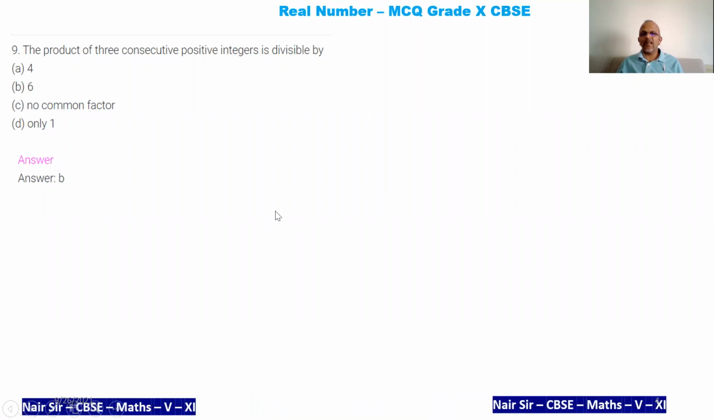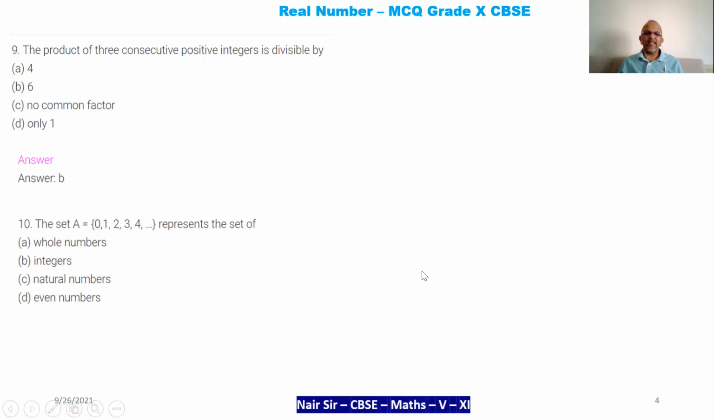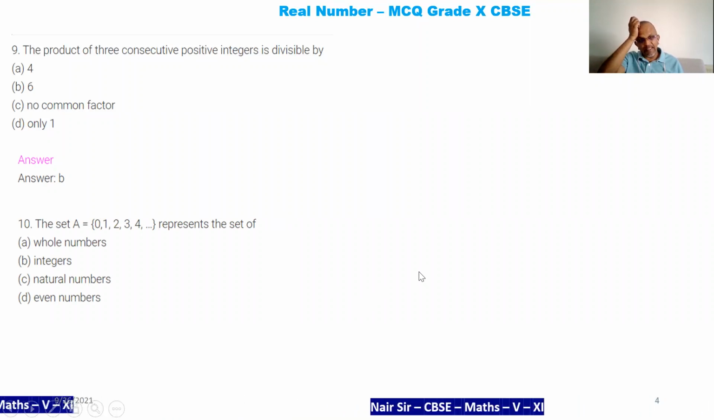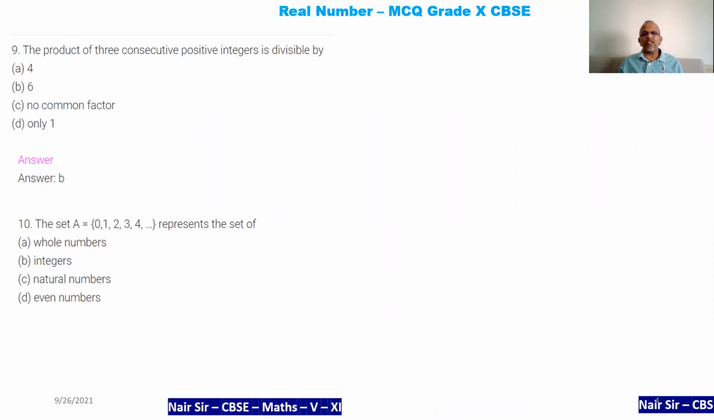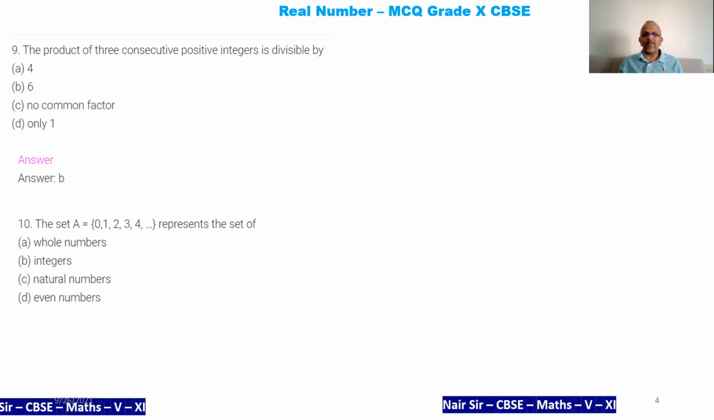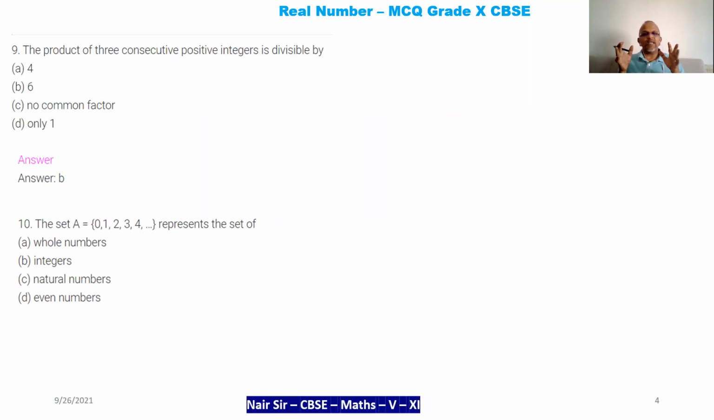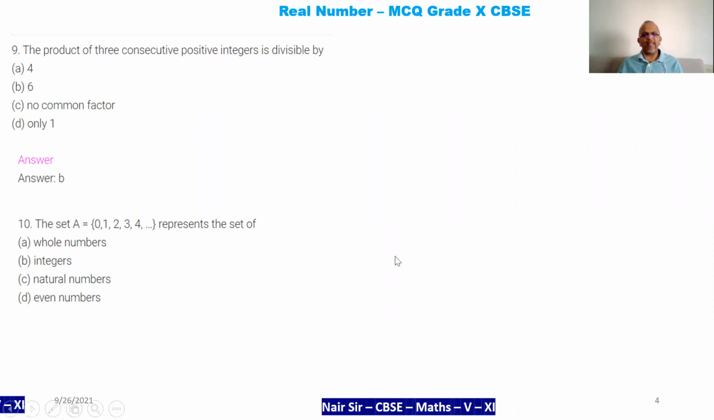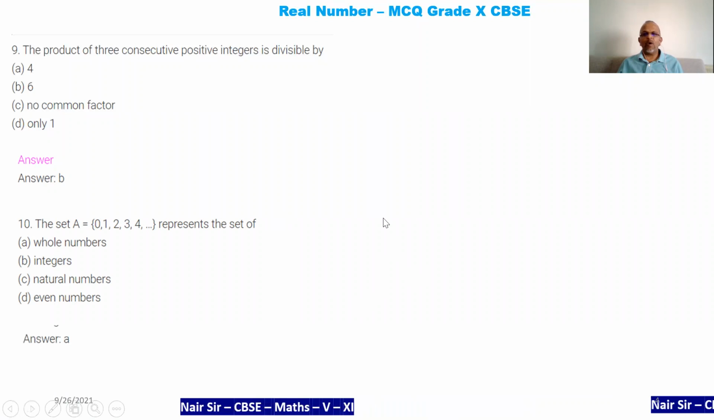Okay. Next one. The set of A is something which you're going to learn in grade 11, but this is just a start for you. What is 0, 1, 2, 3, 4, 5, 6, 7, 8? Natural numbers are 1, 2, 3, 4. 0, 1, 2, 3, 4 are whole numbers. So the answer for this is A, the whole numbers.